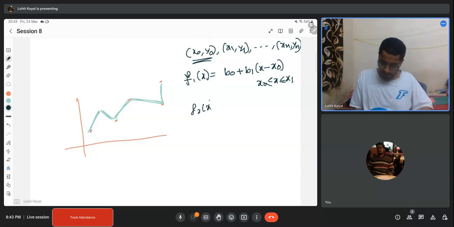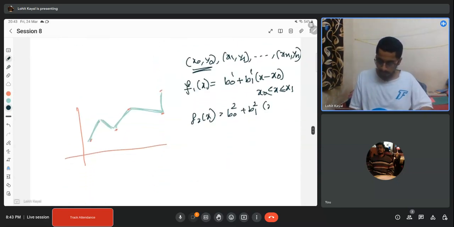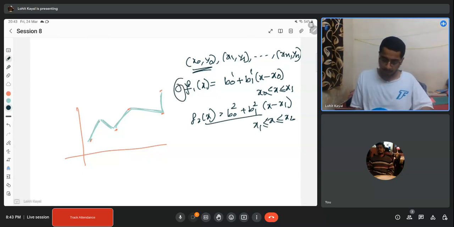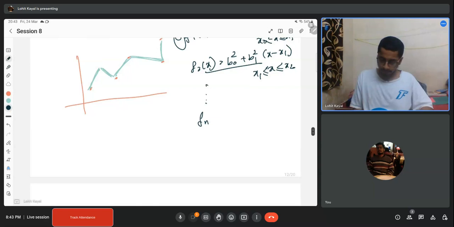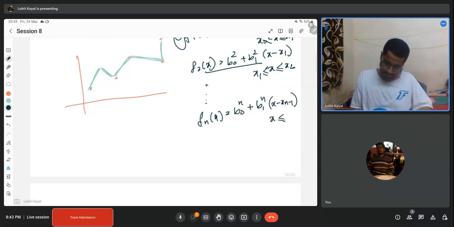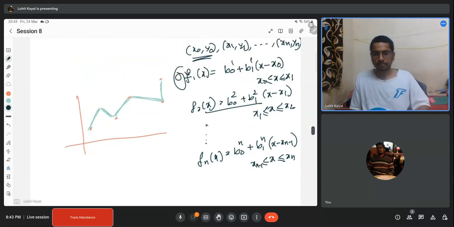Similarly, f2 of x is b0 of 2 plus b1 of 2 times x minus x1, for x between x1 and x2. Similarly, I can write fn of x equals b0 of n plus b1 of n times x minus x(n minus 1), for x between x(n minus 1) and xn. So this is the linear spline.